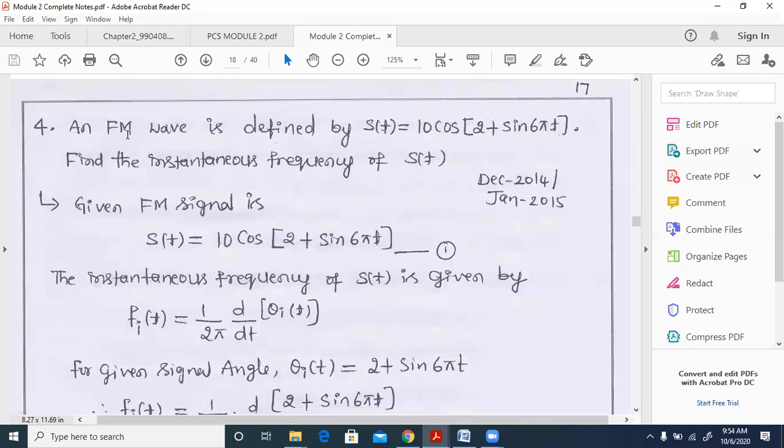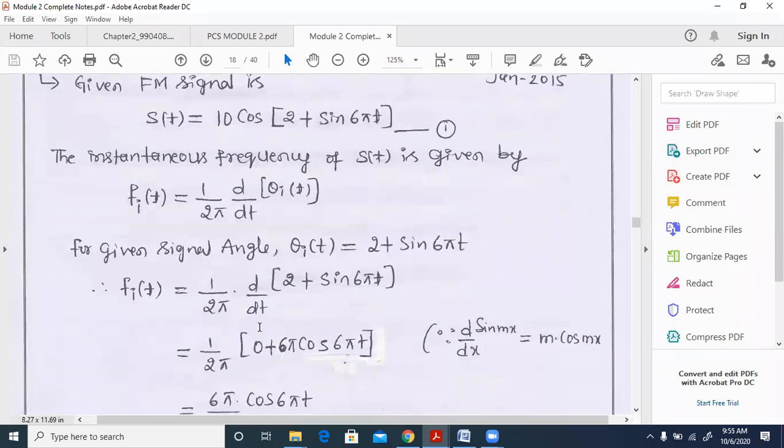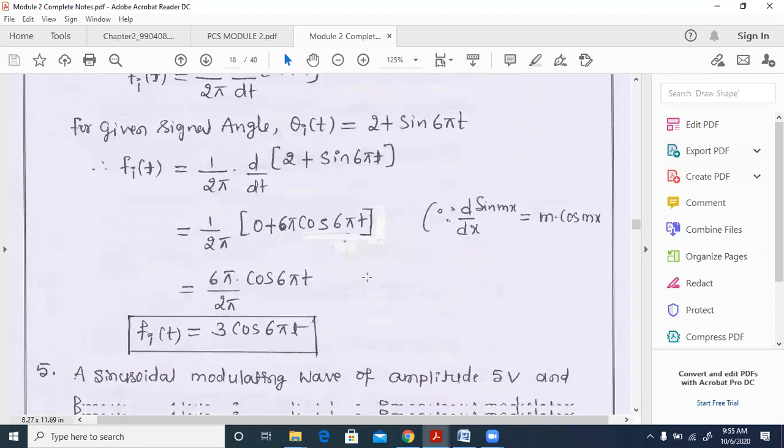Let us take the next problem. S(t) is equal to 10 cos of 2 plus sine 6 pi t. Find instantaneous frequency. So this value which is given over here, 2 plus sine 6 pi t, is theta, right? We take that out, and f_i(t), you can write instantaneous value as 1 by 2 pi d by dt of theta(t). If you differentiate this 2 with respect to t, you will get 0. If you differentiate this sine, then you'll get 6 pi cos of 6 pi t. So that will give us the value which is 3 cos of 6 pi t.